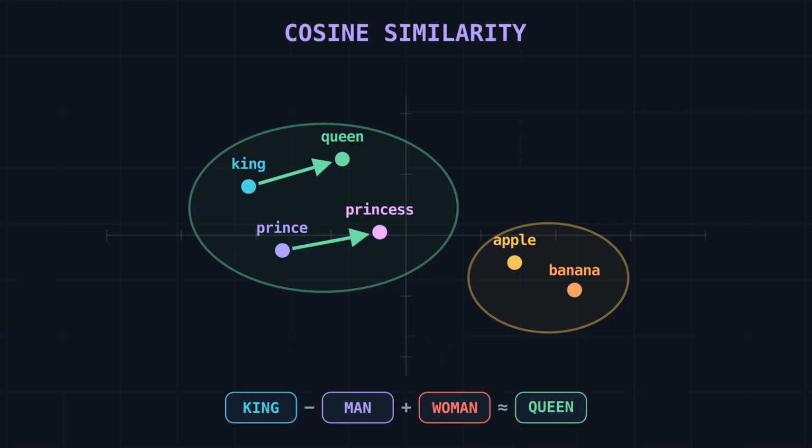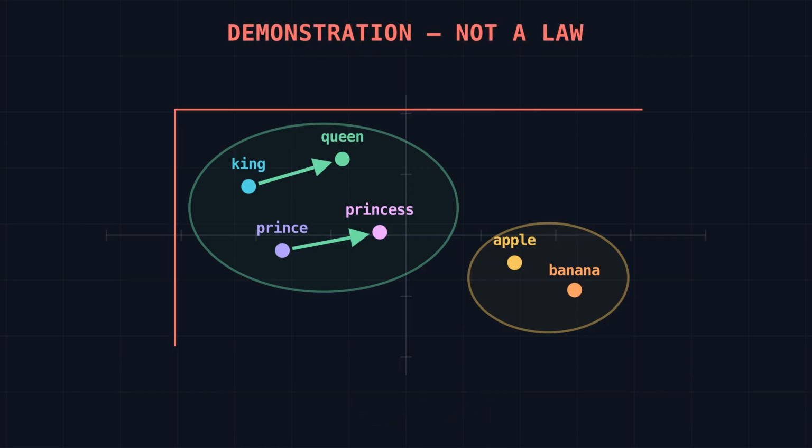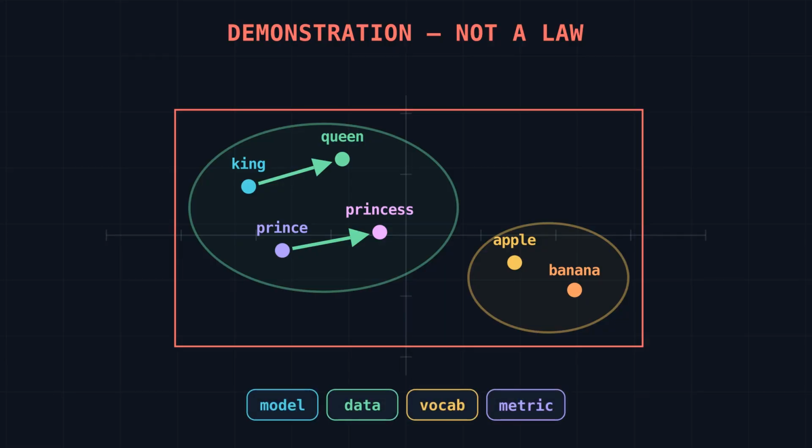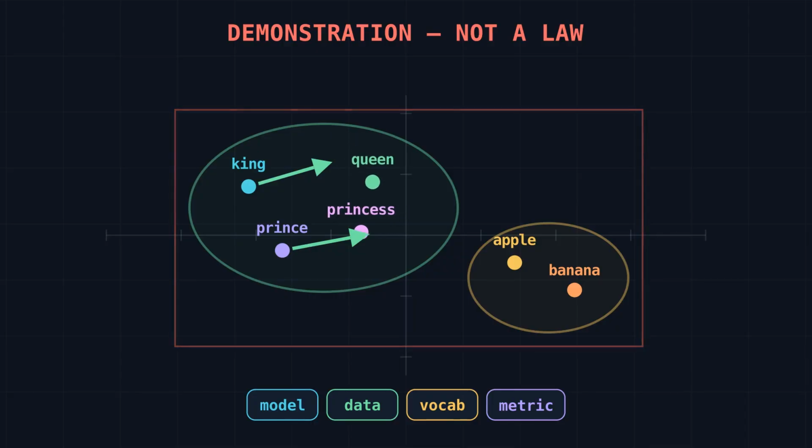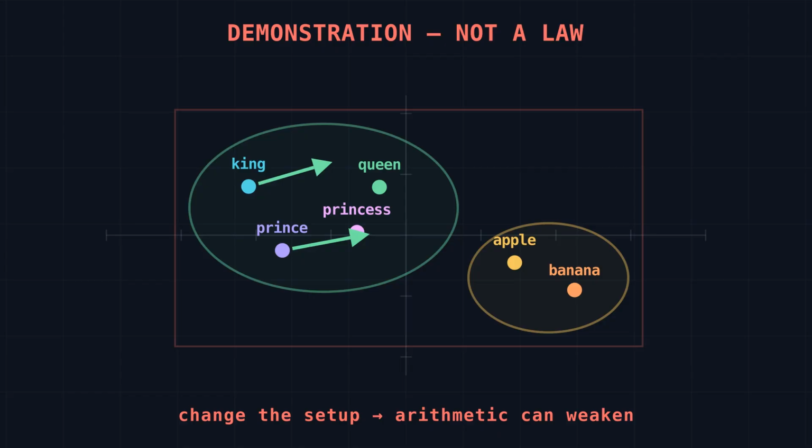This is where the famous equation appears. King minus man plus woman lands near queen. It is a striking demonstration, not a law of language. The result depends on the embedding model, training data, vocabulary, and method used to judge the nearest answer. Change the setup and the arithmetic can weaken or fail.